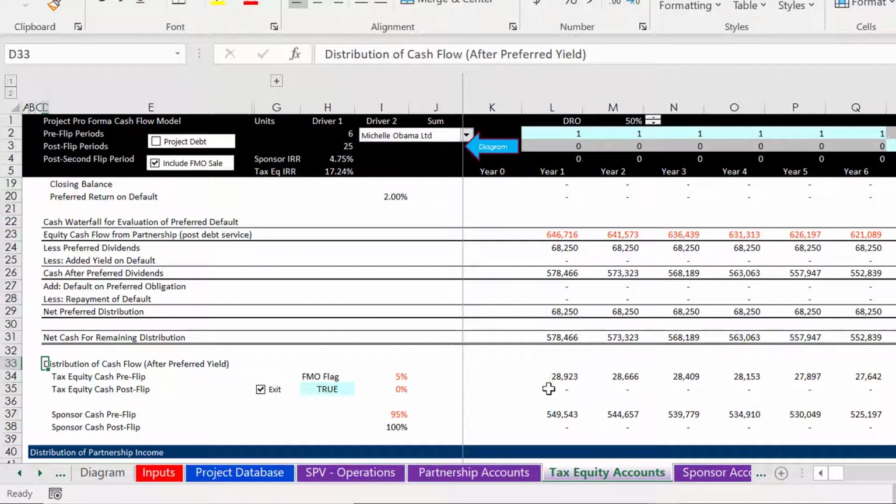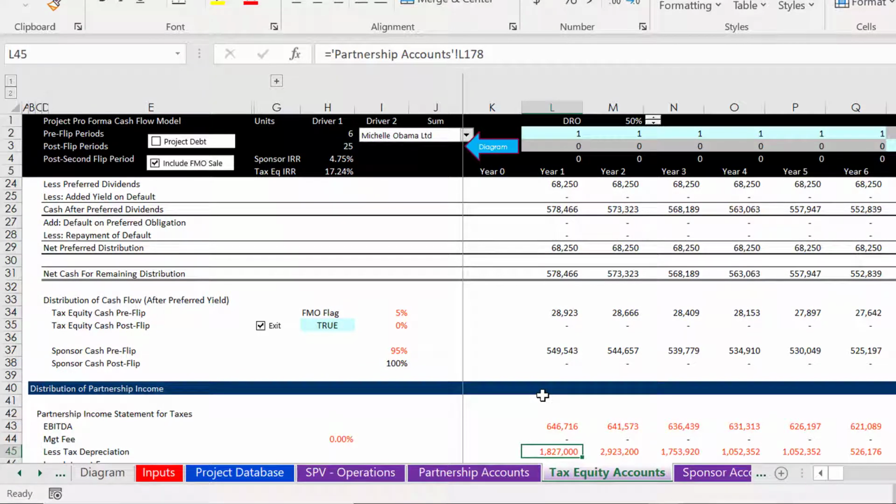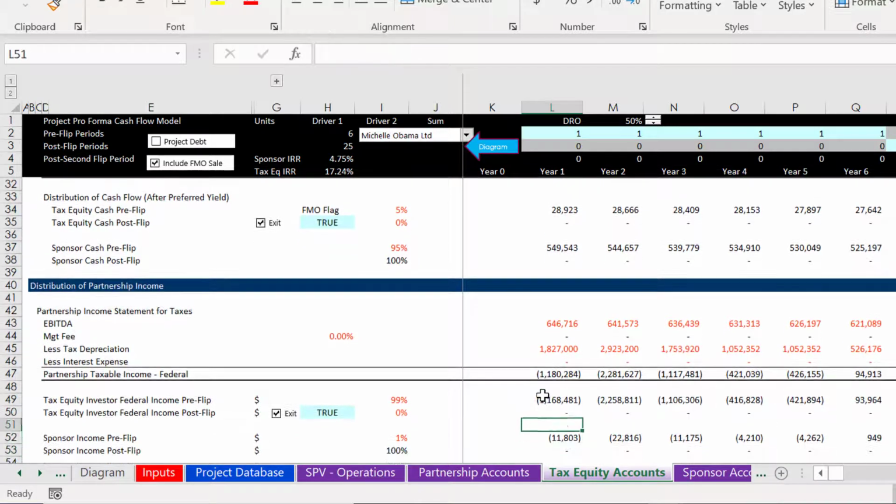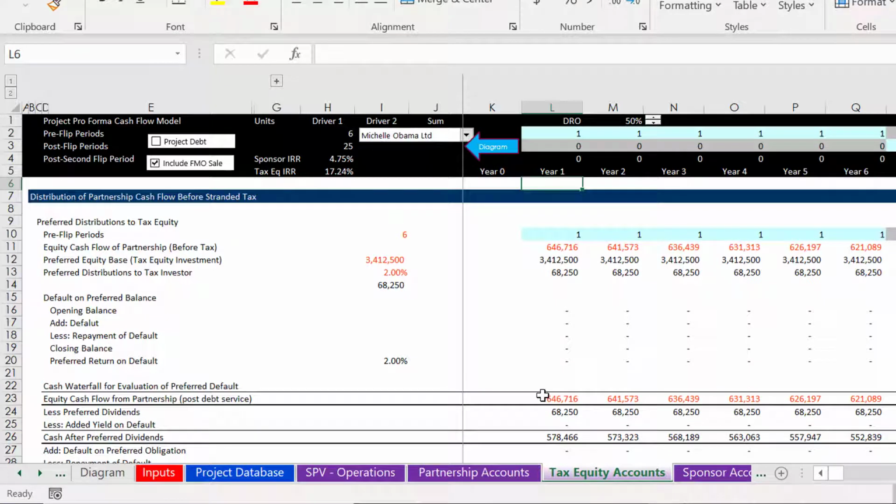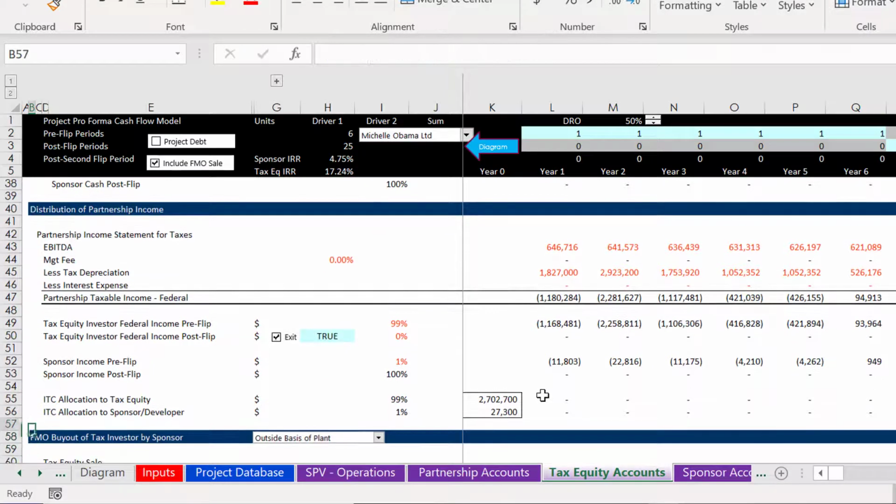It's not that complicated. The only complicated thing that maybe most of the models really wouldn't have is this potential for default, but I wanted to show you that, if for no other reason, to demonstrate the reluctance of the tax equity sometimes to have this project debt. And I haven't gone into the rest of it. Now, after we have the distribution of cash flow, I put it before stranded taxes. I shouldn't have said this is just pure distribution of cash flow. That was kind of bad too.